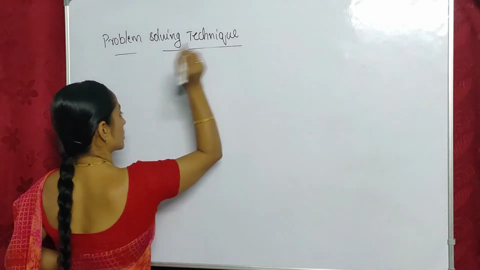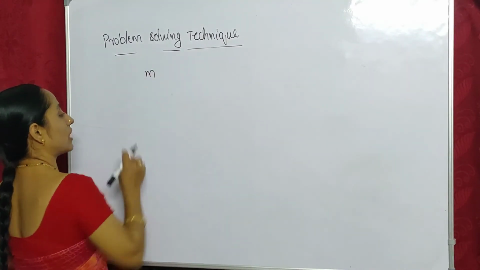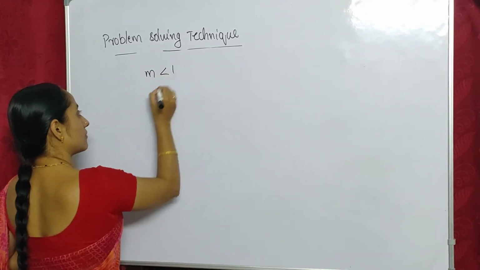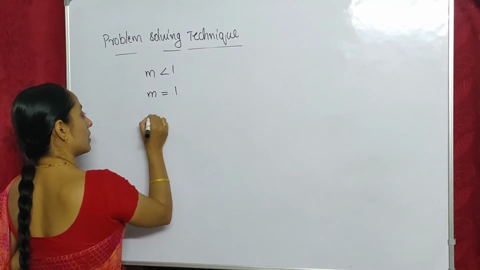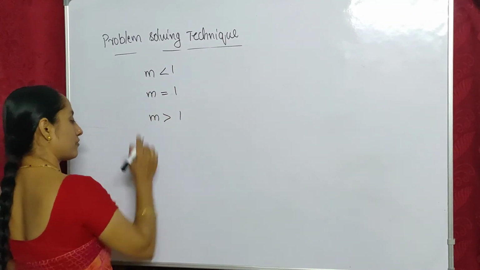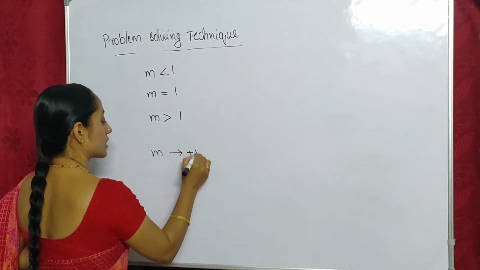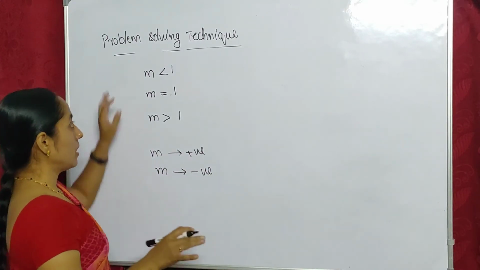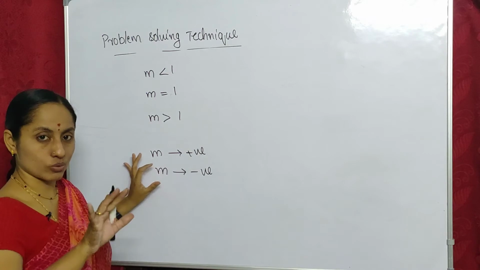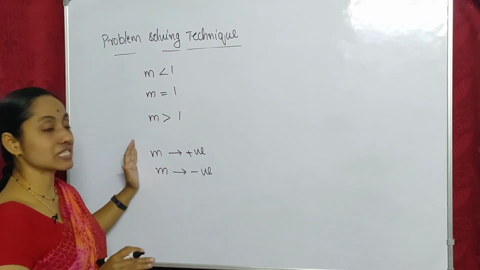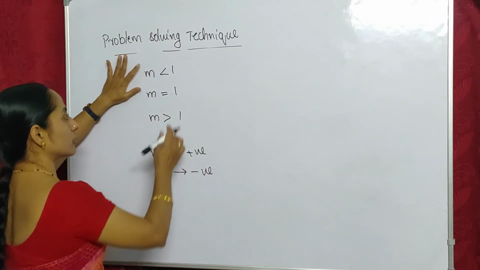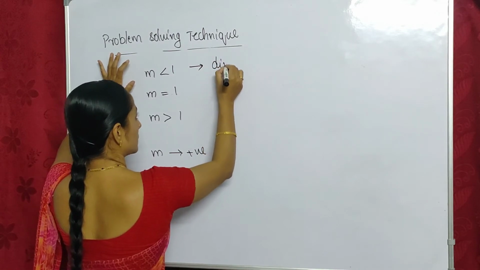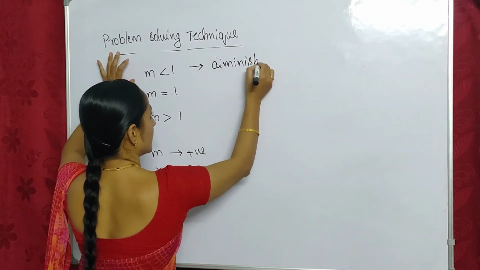Problem solving technique in case of magnification. We have to understand magnification in two ways, that is magnification less than 1, magnification equal to 1, magnification greater than 1. Apart from this, magnification positive, magnification negative. Don't think that magnification less than 1 is negative only. No. This is magnitude, this is sign convention. So magnitude wise, whenever magnification is less than 1, the image is diminished.